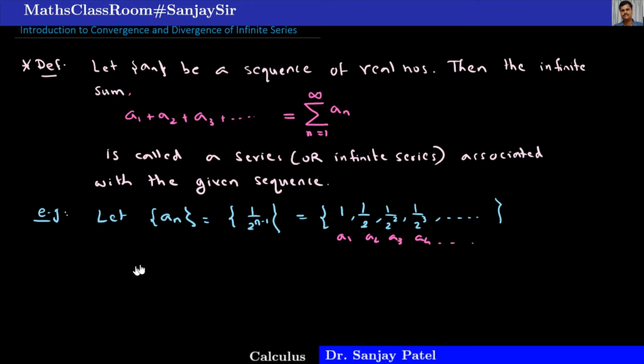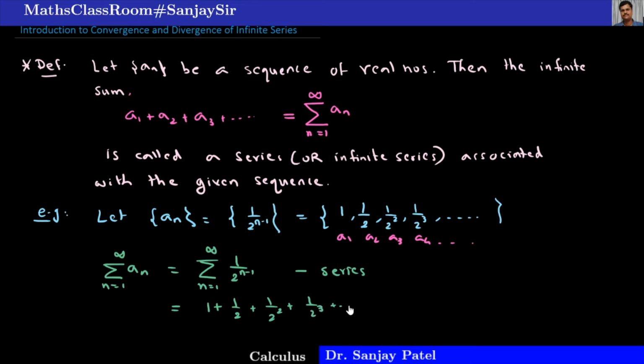And the sum of all this is given by sigma a_n, n equal to 1 to infinity, that is sigma 1 upon 2 raised to n minus 1, n equal to 1 to infinity. This is called a series or infinite series associated with this sequence. This we can also write in this form: 1 plus 1 by 2 plus 1 by 2 square plus 1 by 2 cube and so on up to infinite terms.